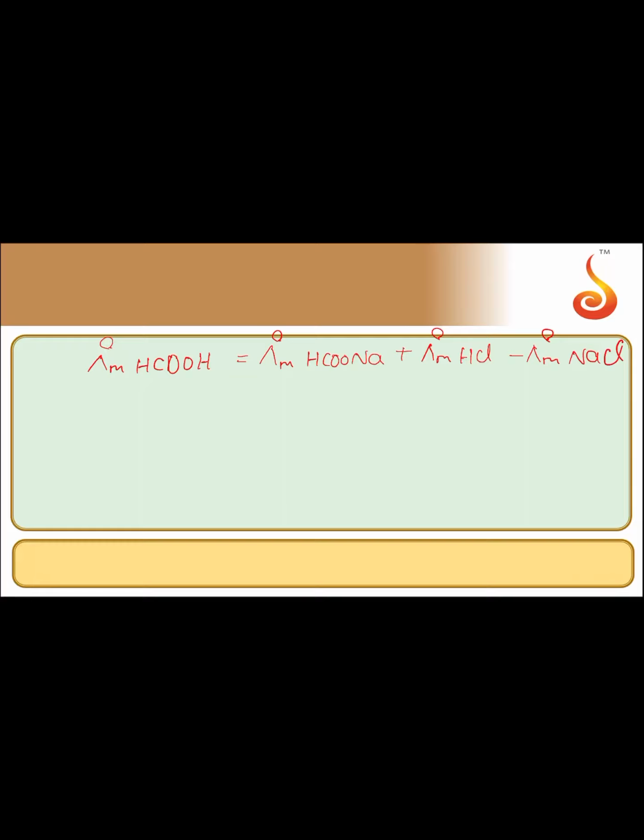Why are we subtracting? To cancel the common ions, that is Na plus can be cancelled and Cl minus also can be cancelled. Remaining is HCOO minus and H plus, that is equal to lambda m naught value of the HCOOH. The value is 95 for HCOONa, HCl is 385, minus NaCl is 115, we get the value 365 Siemens centimeter square mole inverse. And lambda m value is given for formic acid, that is 110 Siemens centimeter square mole inverse. Now we have lambda m naught value and lambda m value.